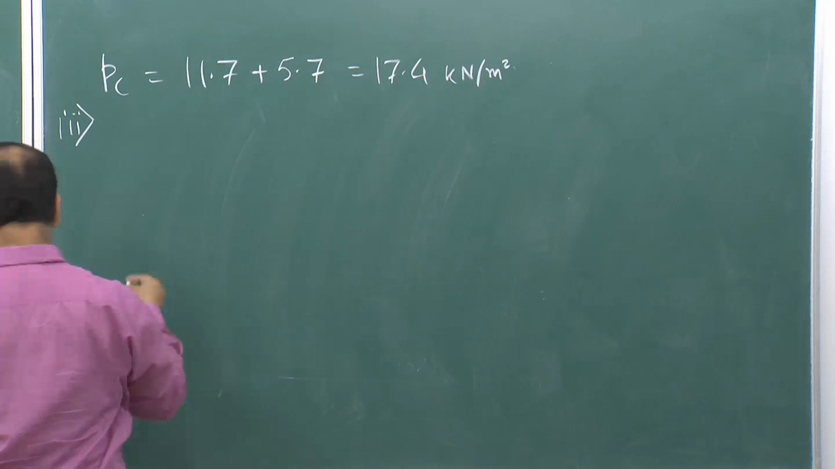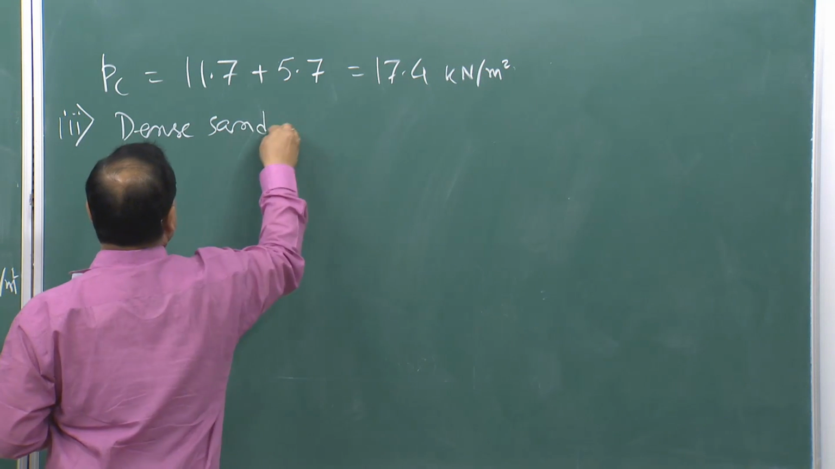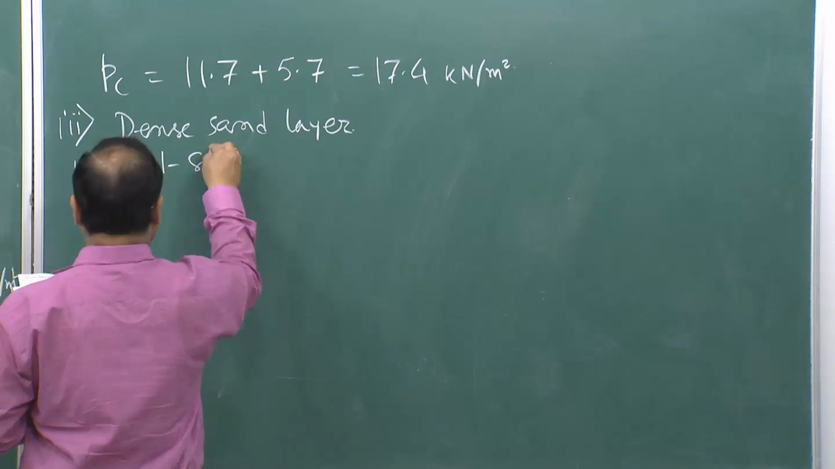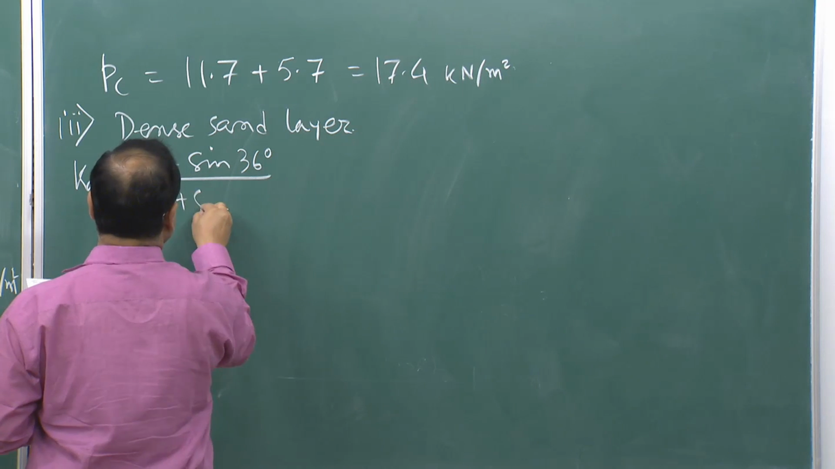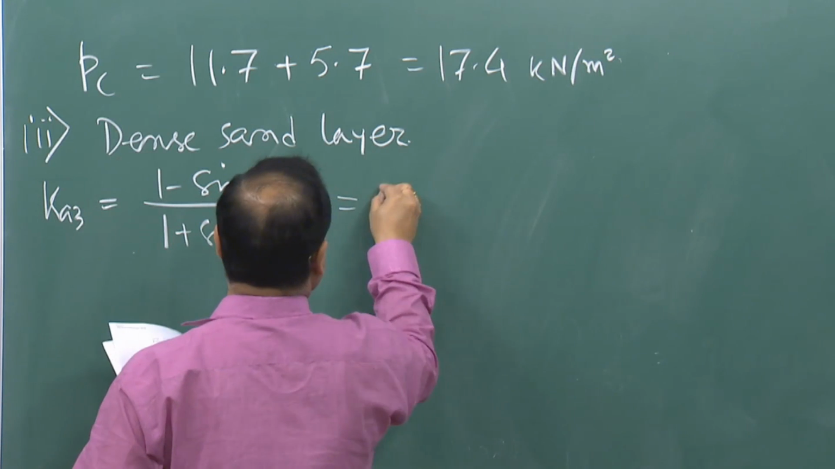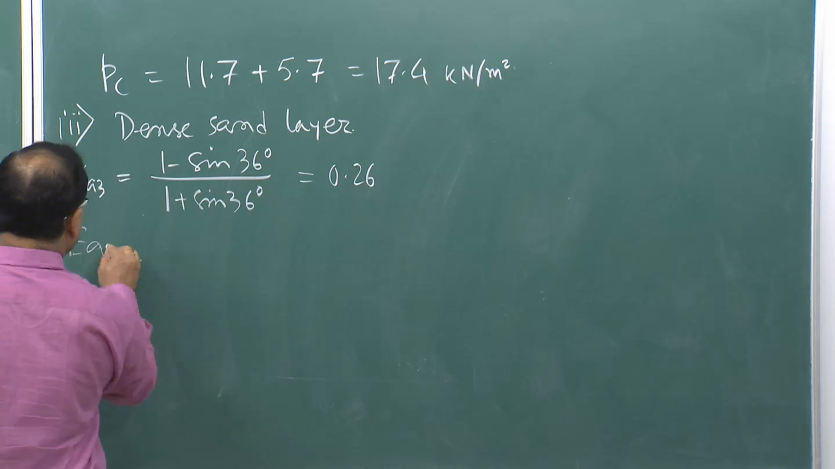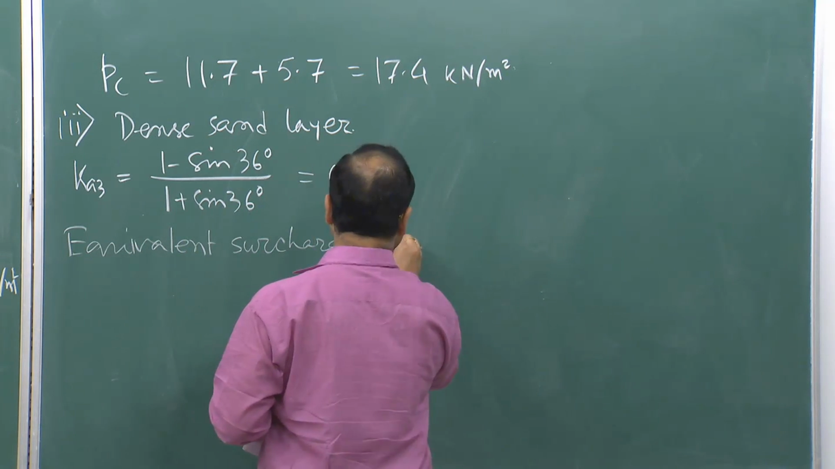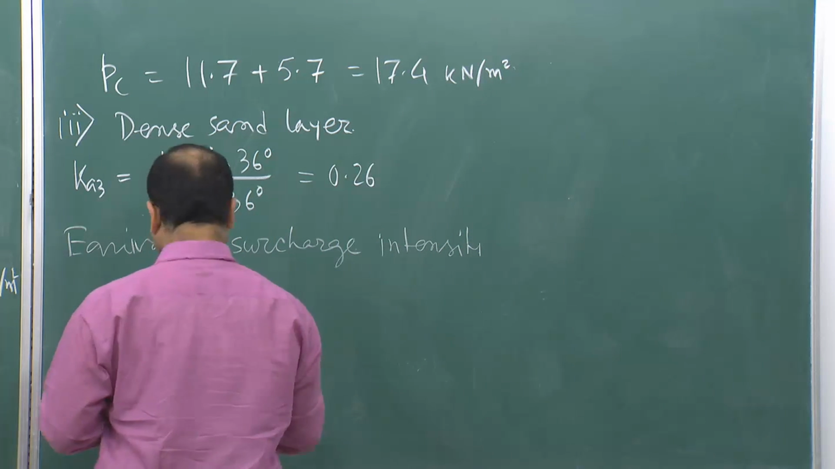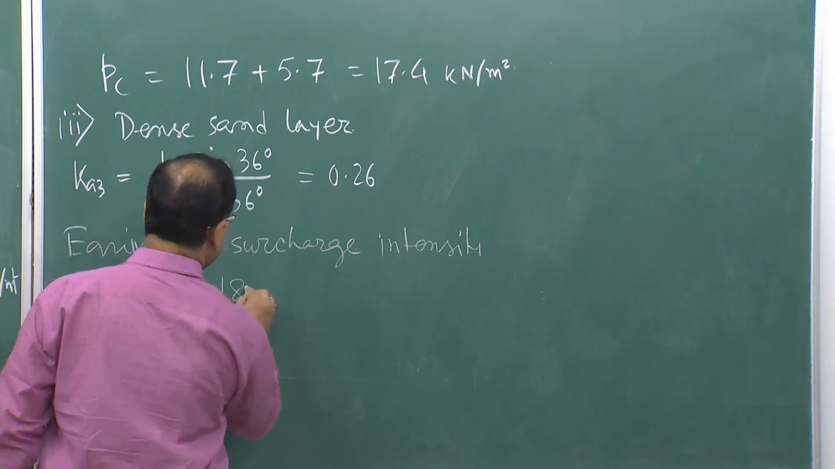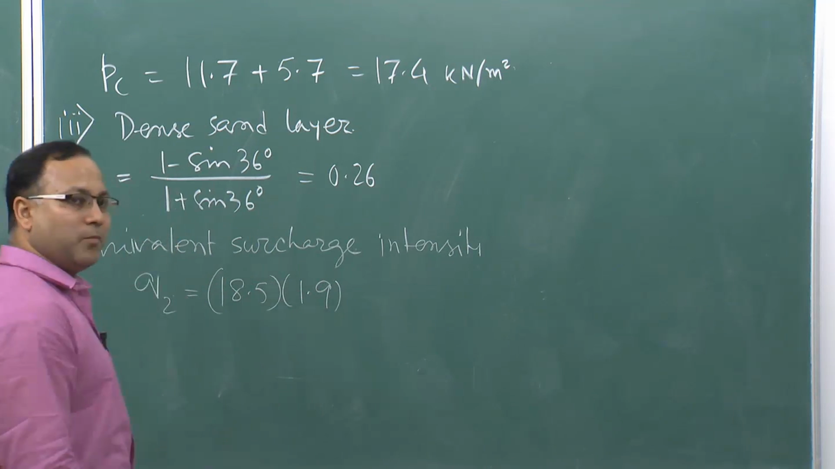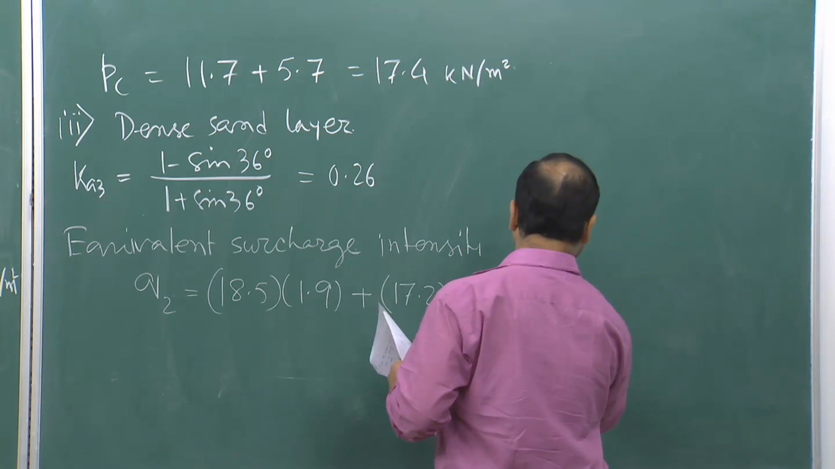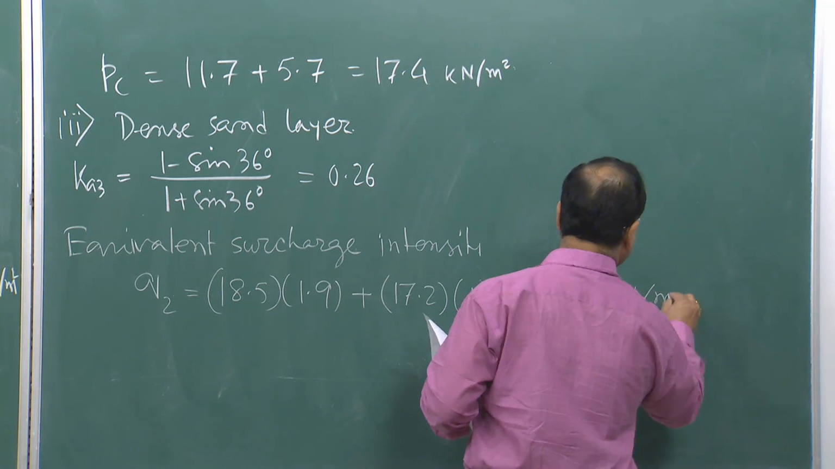So, stratum 3 is nothing but dense sand layer. Okay. So, there your Ka3 is equal to 1 minus sine 36 degree by 1 plus sine 36 degree, that comes as 0.26. So, equivalent surcharge intensity Q2 is equal to what, 18.5 into 1.9, that is for top layer, plus for second layer 17.2 into 1, that gives me 52.3 kilonewton per meter square.